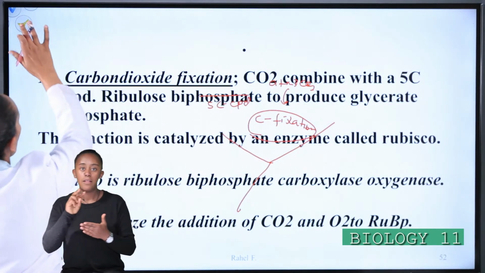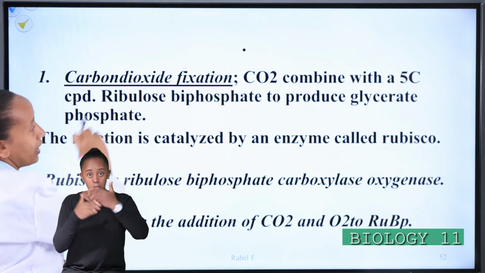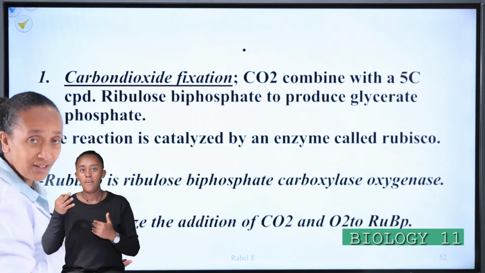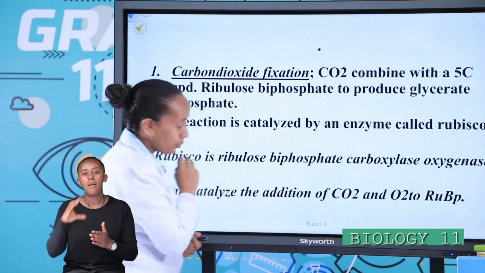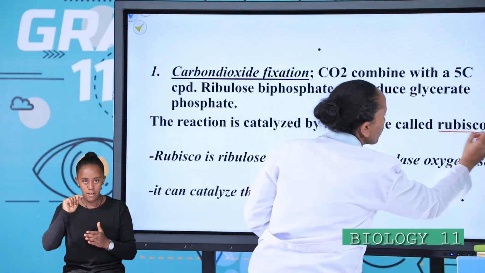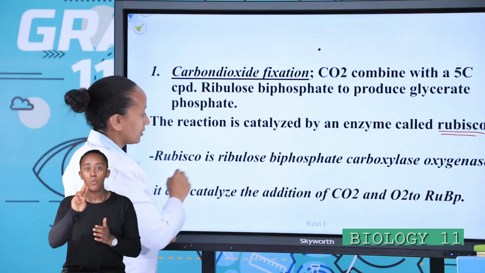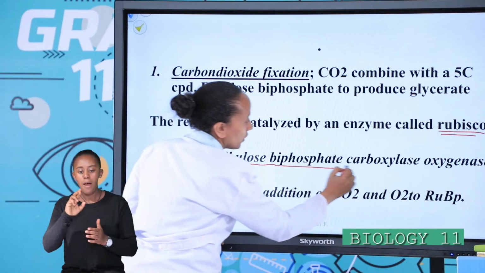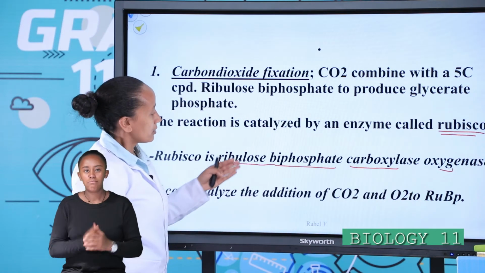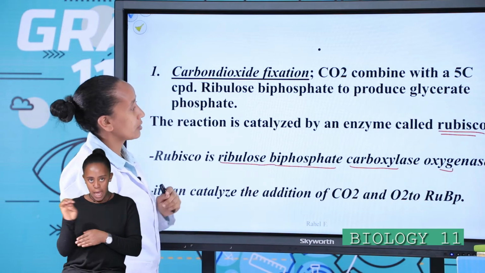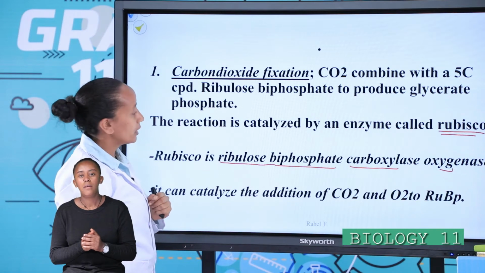In this cycle, as we said, we have 3 stages. In carbon dioxide fixation, carbon dioxide is combined in the first reaction, and this reaction is catalyzed by a type of enzyme known as Rubisco. Rubisco is the short name for the enzyme. It is known as ribulose bisphosphate carboxylase oxygenase, the longer name. And this enzyme catalyzes the first reaction of carbon fixation, or the first reaction of the light-independent reaction.